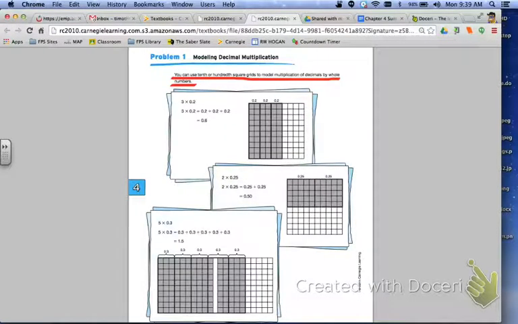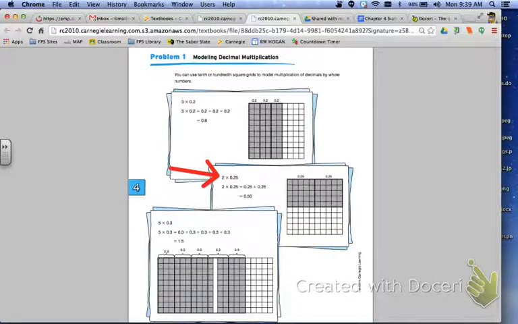Let's take a look at problem 1 on page 268, modeling decimal multiplication. It says that you can use tenth or hundredth square grids to model multiplication of decimals by whole numbers. If we take a look at the first example, 3 times 2 tenths, you can see in the model that we have 3 equal sized parts with 2 tenths shaded in for a product of 6 tenths.